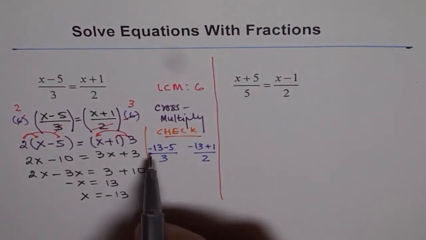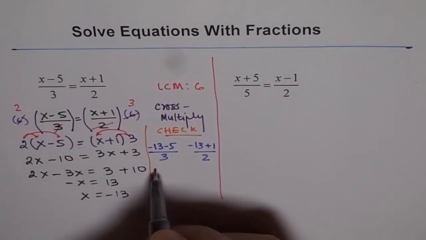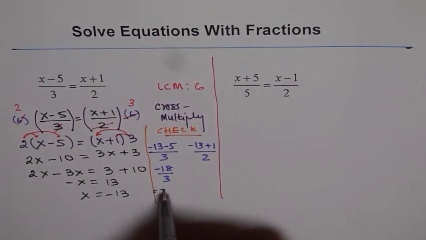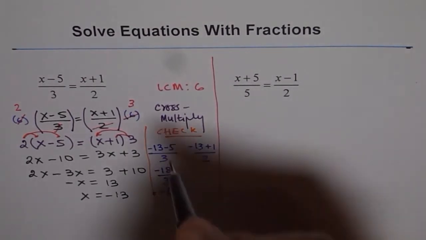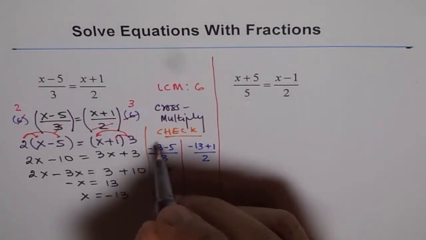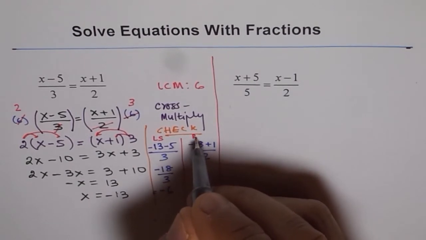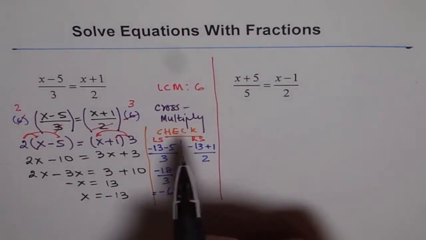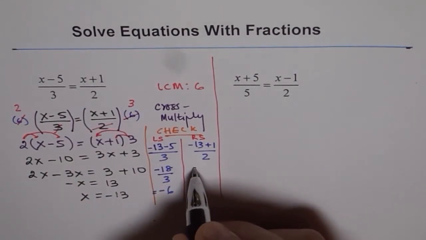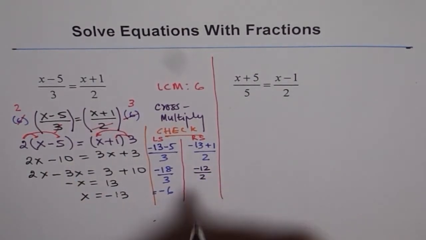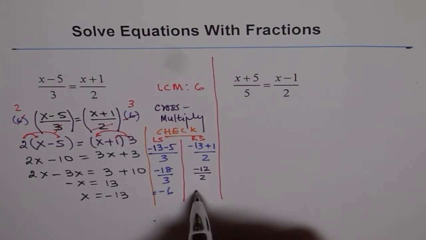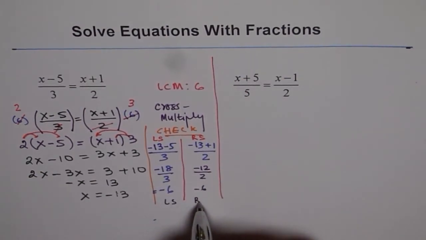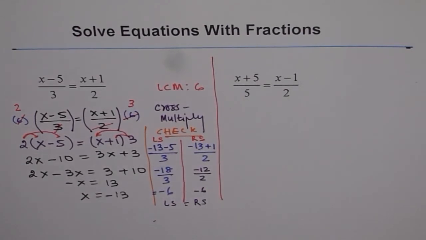Now, what is minus 13 minus 5? It is minus 18 divided by 3, and that gives us minus 6. And how about the right side? This is my left side and that is my right side. So minus 13 plus 1 will be minus 12 divided by 2. And minus 12 divided by 2 is minus 6. Since we get left side equals right side, we have the right solution.